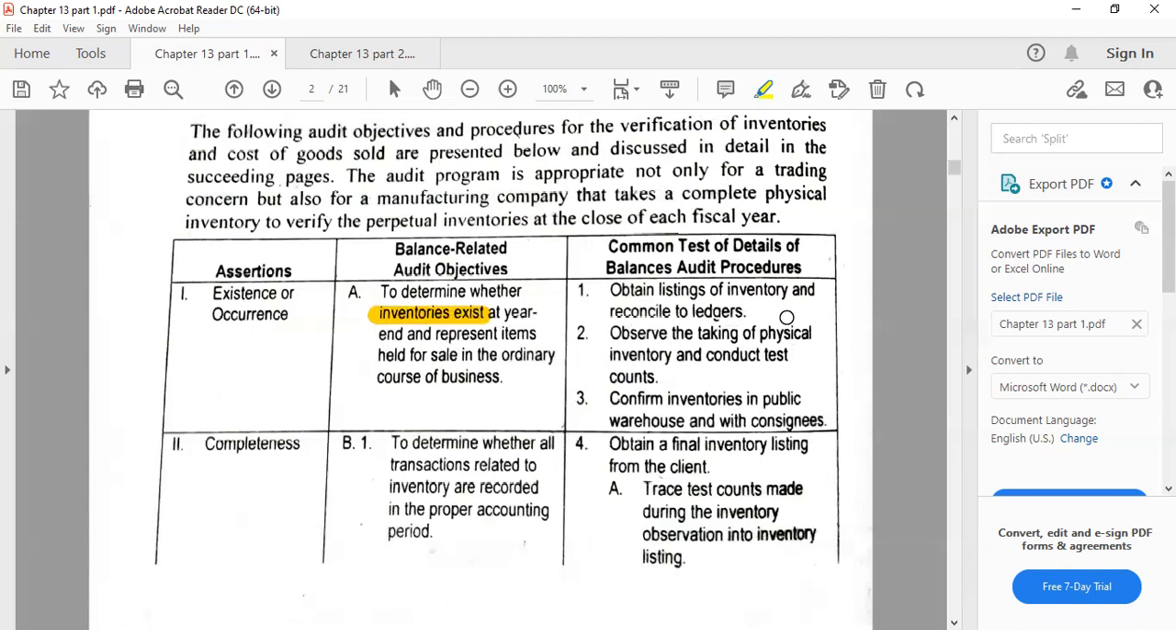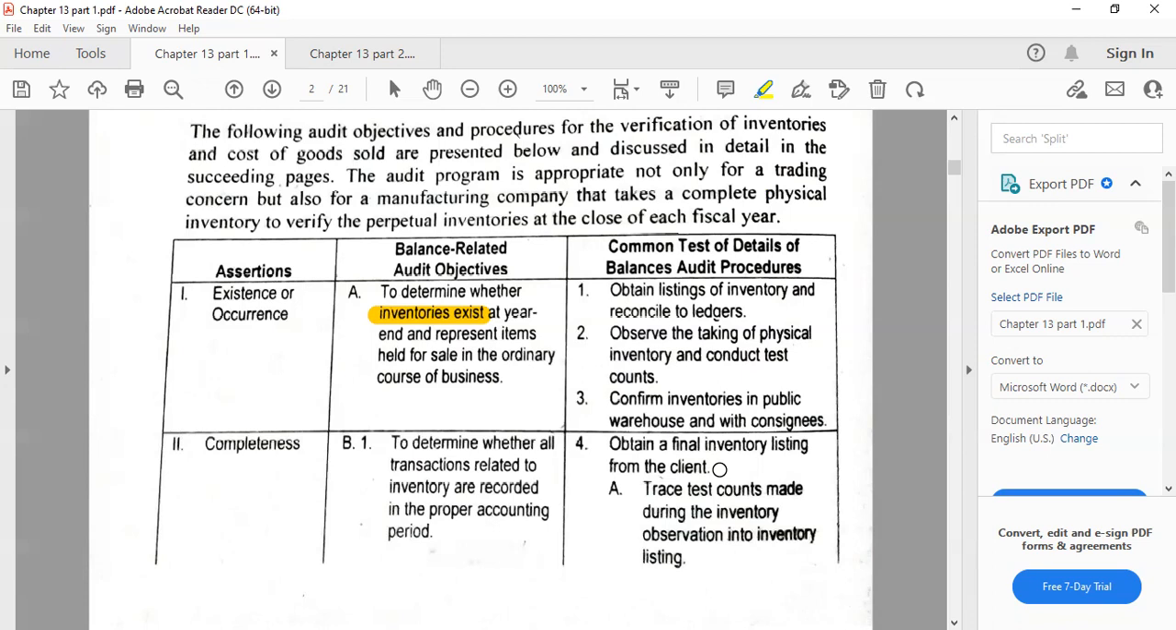So how do we check whether the inventories that are reported actually exist? We can obtain listings of inventory and then reconcile them to the ledgers. Then the most popular one is that we observe the taking of physical inventory and conduct test counts. We also can confirm inventories in public warehouses and with consignees. So it is common sense: how do we know whether what is reported in the balance sheet exists? We can go to the warehouse and observe the physical count being done, so we see that the inventories are physically there.